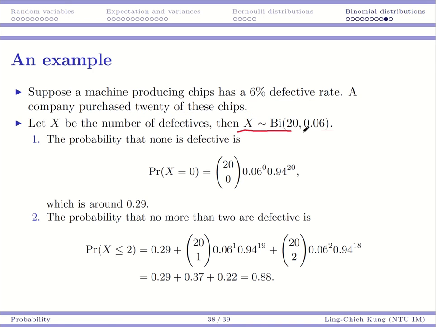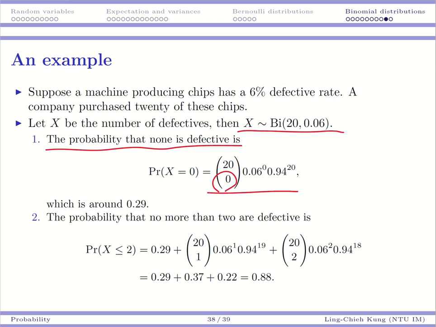So we have X. We say it's a binomial distribution with 20 trials, and for each trial, the success probability is 6%. So here we define defective as success because that's the target that we are looking at. So now we may calculate the probability that none is defective. Okay? We have 20 trials. In 20 trials, none of them should be a success because we want all of them to be good products.